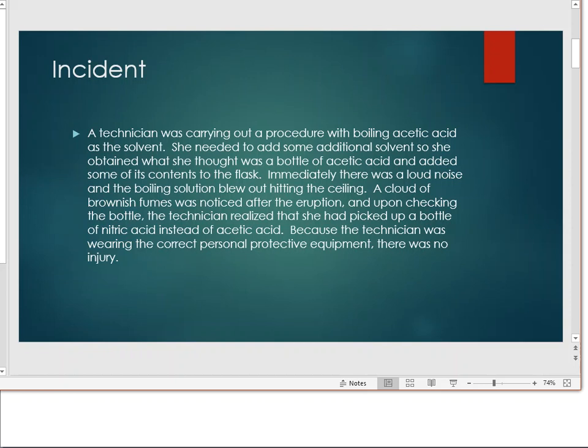Now, this is kind of weird, because why was nitric acid out in the first place? Was it out on the shelf for someone to use? And you probably could not go in and just assume, well, what if I mix this nitric acid with acetic acid? What would happen? Right? So these are some of the things that we're going to have to react to on the spur of the moment. But good news, she wasn't hurt.